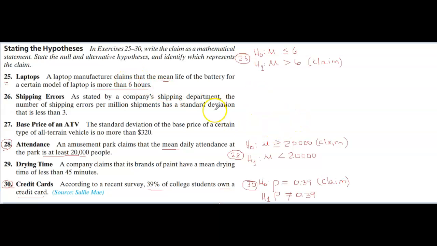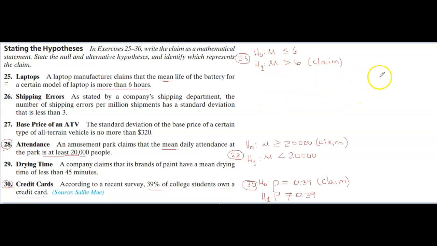All right, so let me show you now how we do step three using the same examples I showed you before, how you write the claim from words into math. So I did problem number 25, number 28, and 30. And what I'm going to do next is draw the picture, step three of the hypothesis testing process. And basically what you do is the following.